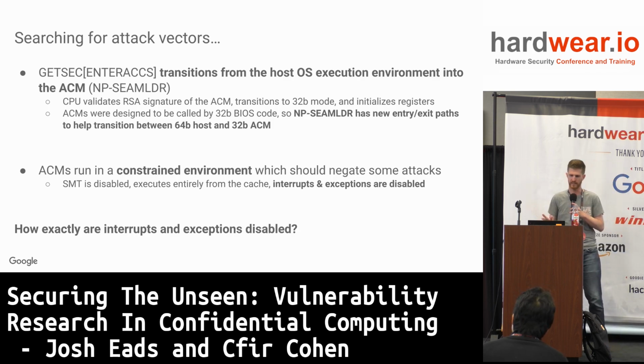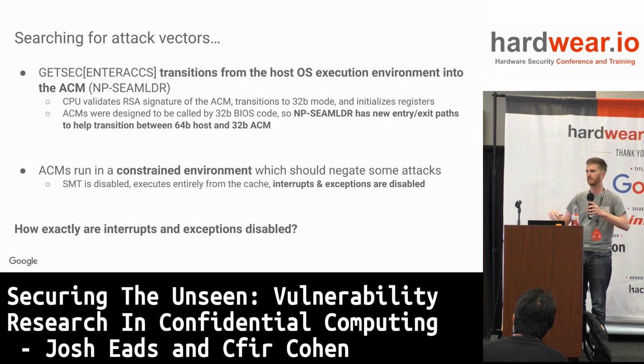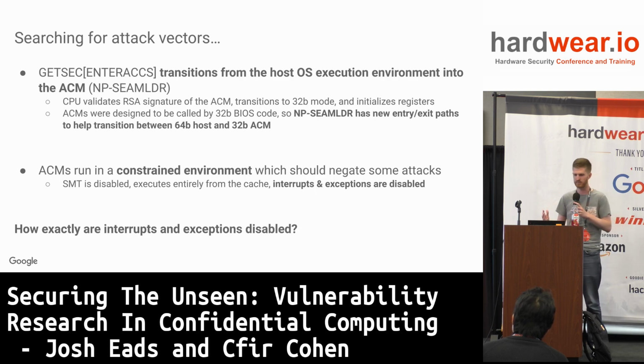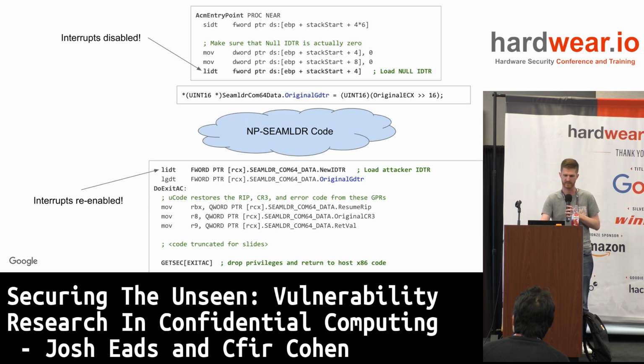And also critically, interrupts and exceptions are disabled, right? So you don't have to worry about what happens if an interrupt comes in while you're running the ACM. Does it handle it safely? Because that's kind of complicated to do. They're just disabled the whole time. So all this sounded good, and then we started asking Intel questions about how exactly they are disabling interrupts and exceptions, and we dug into how that's done.